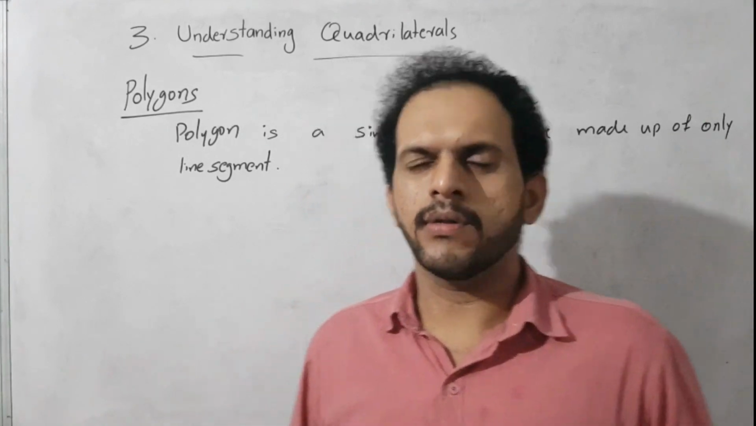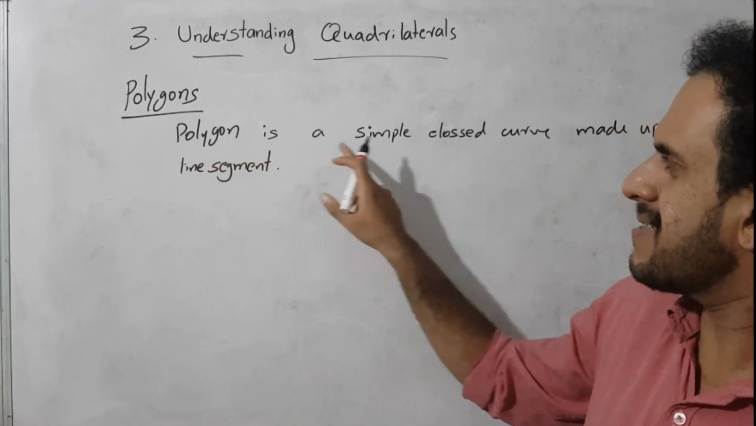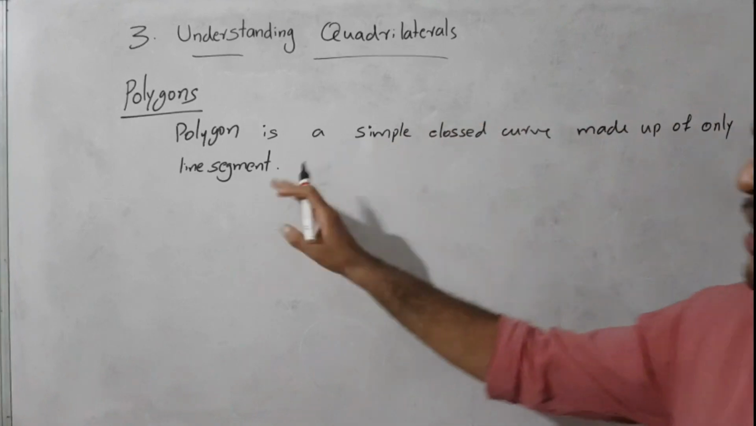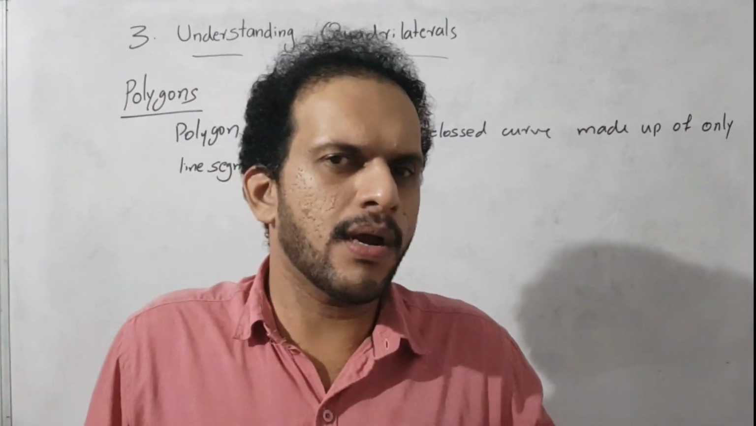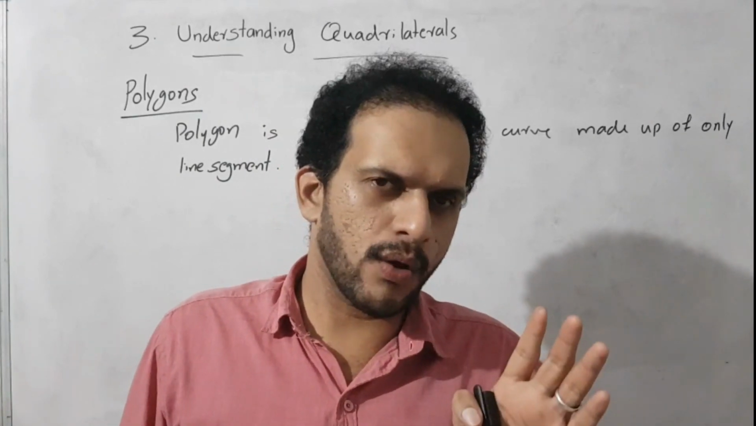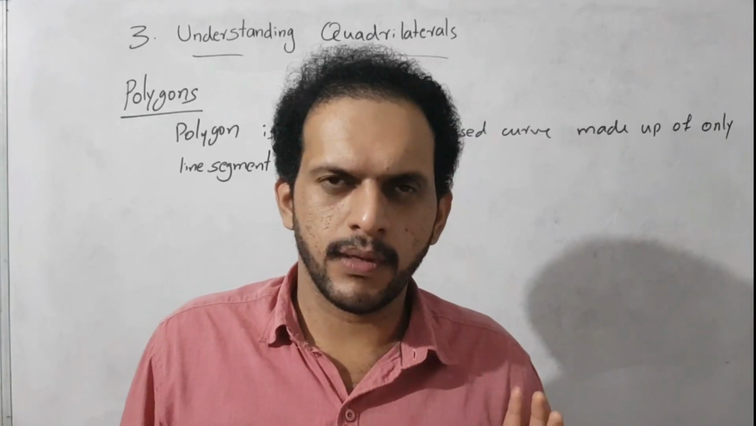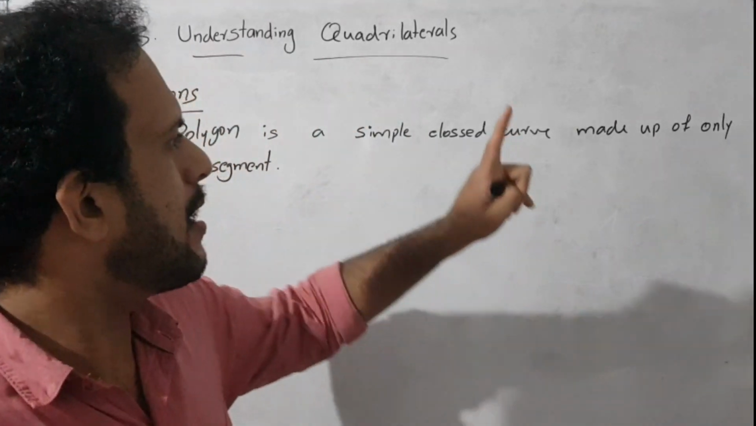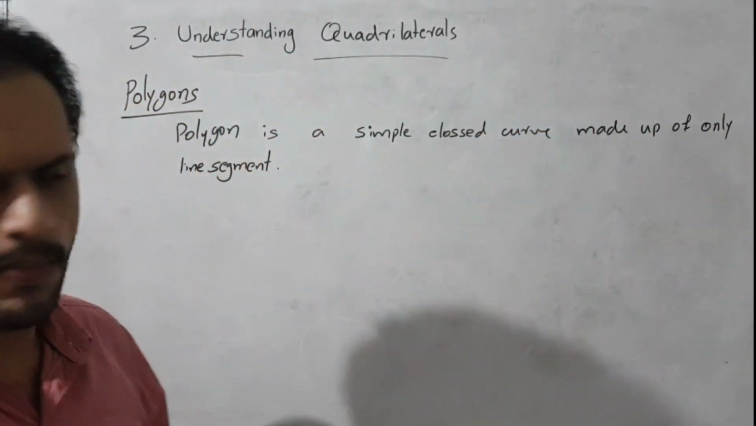What is that one? That one is polygons. What is a polygon? A polygon is a simple closed curve made up of only line segments. It's very clear. Polygon means it's a simple closed curve. Simple closed curve means the sides do not cross anywhere, correct? And one more idea: it is made up of only line segments.